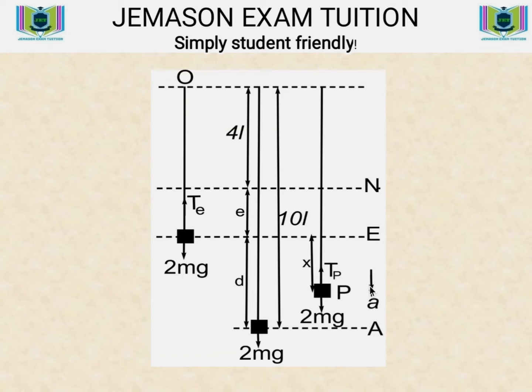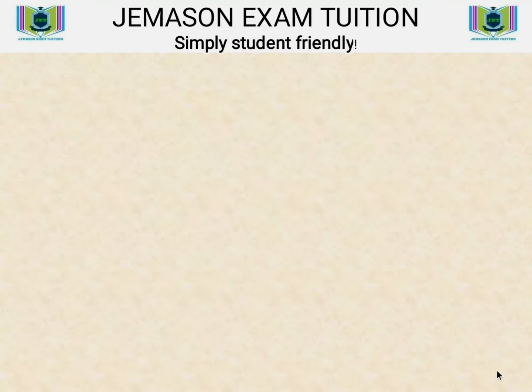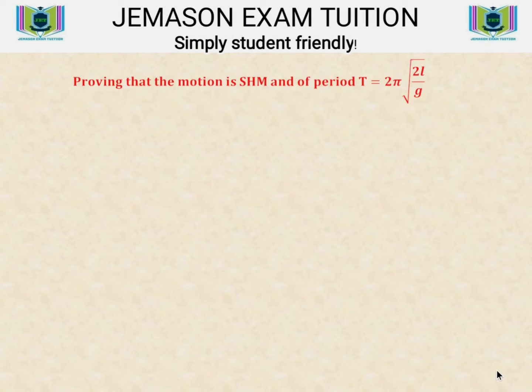And so in order to demonstrate that the motion is actually simple harmonic, we are going to apply Newton's second law in the direction of that acceleration. So briefly, that is the diagram that will help us in the calculation. We start straight away with the first part of the question, proving that the motion is simple harmonic and of period T equals 2π√(2L/g).